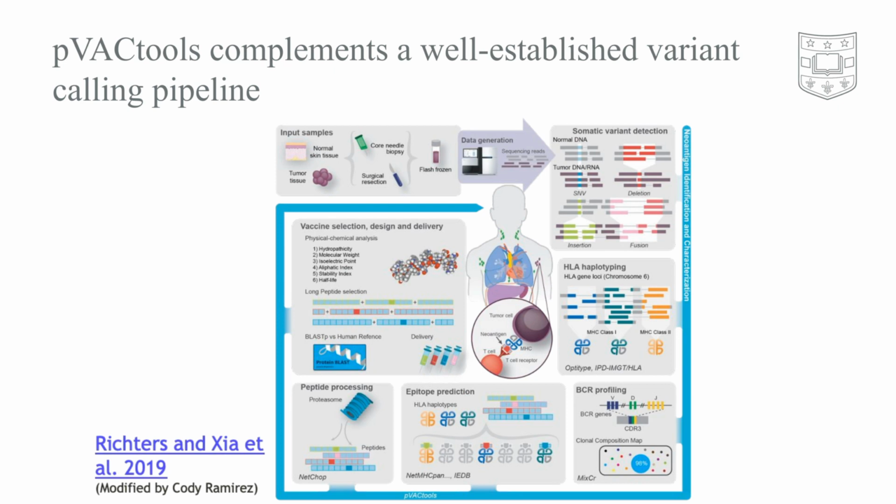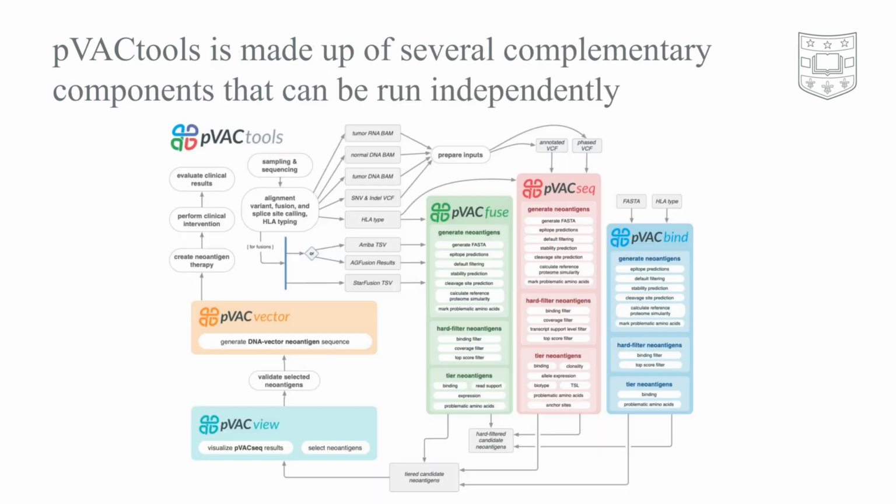In humans, the MHC complex is a set of HLA alleles that differ from patient to patient. A patient's HLA type can be determined by in silico tools or via clinical typing. pVACtools is a set of several complementary command line tools. pVACseq is used for predicting neoantigens from somatic alterations. pVACfuse is used for predicting neoantigens from gene fusions. pVACbind uses a FASTA file of user-generated peptide sequences as an input.